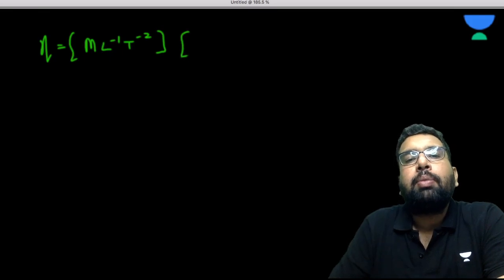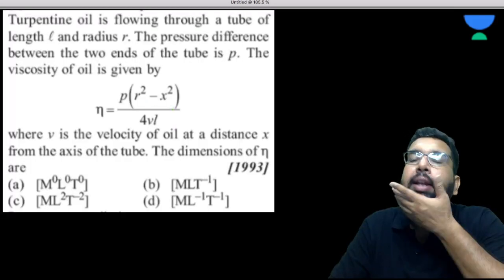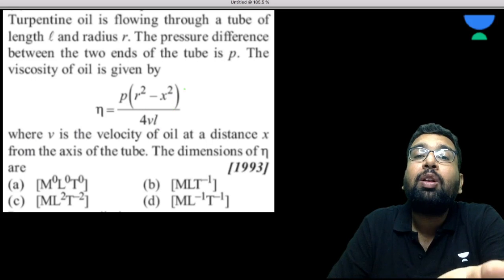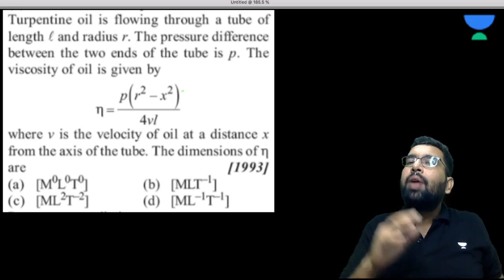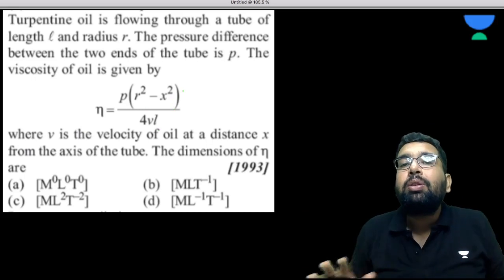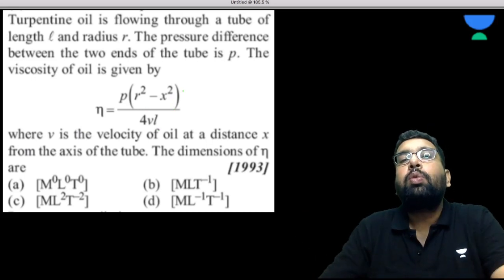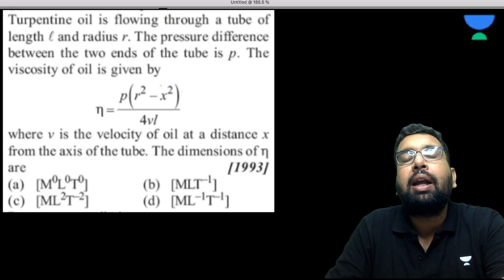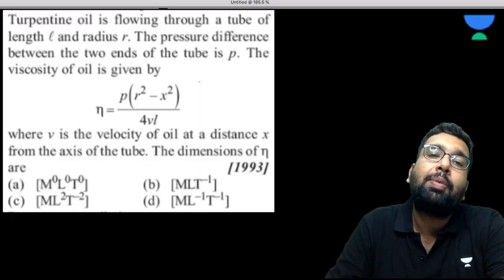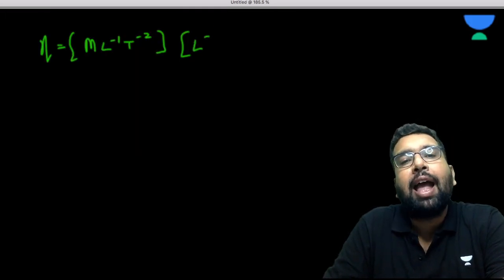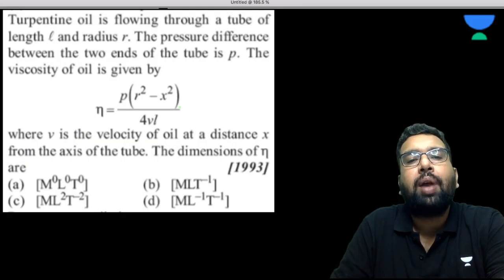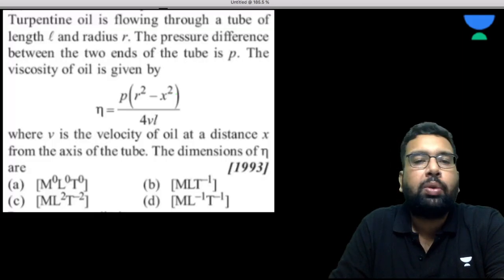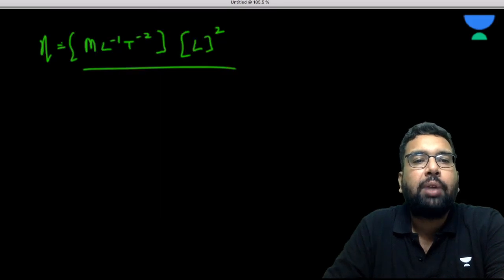Now what is the dimension of R square minus X square? Will it be dimensionless? No, it will not be dimensionless. See, when two physical quantities are subtracted or added, their dimension does not change. So what is the dimension of R square? It is L square. What is the dimension of X square? It is L square. So what is the dimension of this difference? L square. Now 4 has no dimension.